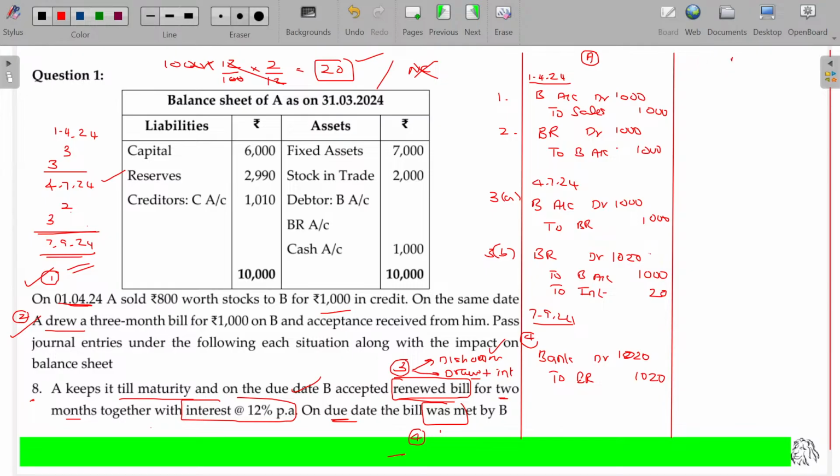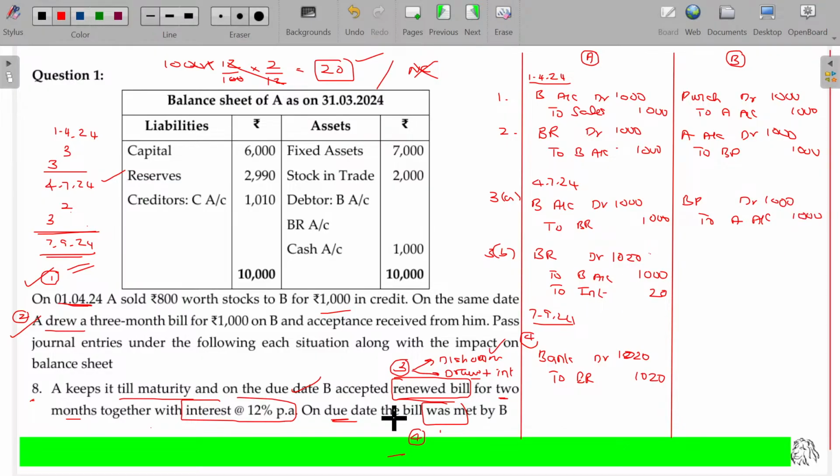Now, in the books of B, what happened, sir? First entry being the same, rather than sales, it's purchases. So purchases account debit to A account, 1000. Then the bill entry from B's angle is A account debit to bills payable, 1000. On maturity, the bill got dishonored. So the entry is just reversed, bills payable account debit to A account, this value being 1000.